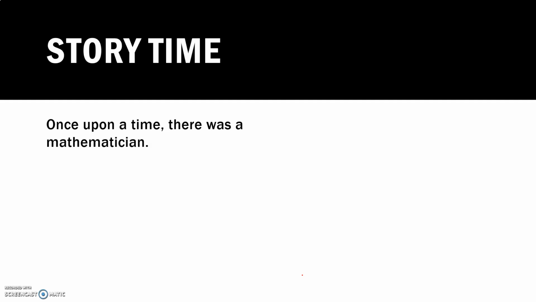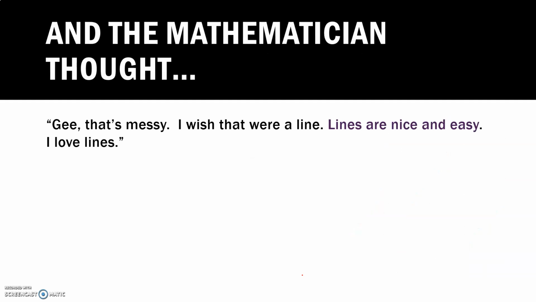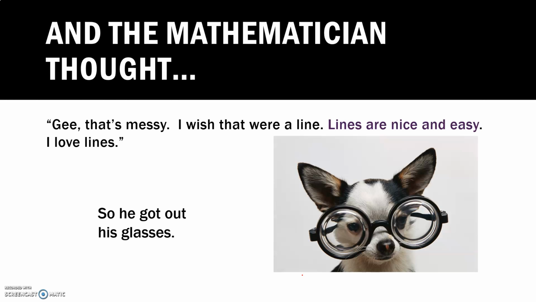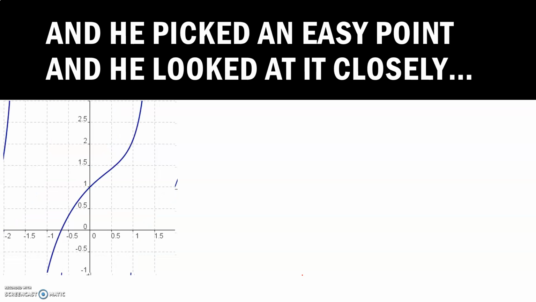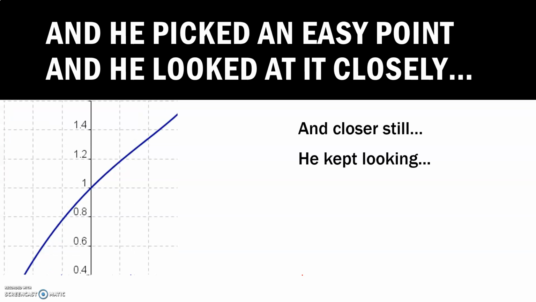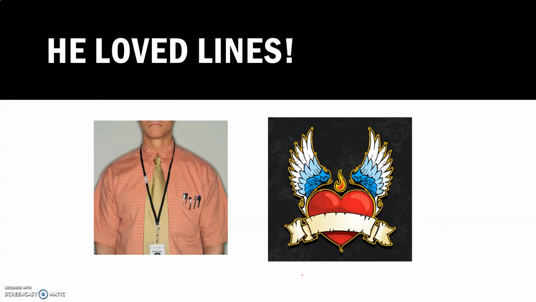Once upon a time, there was a mathematician. And there was a function, a messy function. And the mathematician thought, gee, that's messy. I wish that were a line. Lines are nice and easy. I love lines. So he got out his glasses and he picked an easy point and he looked at it closely. And closer still. He kept looking until it wasn't so messy and it looked like a line. He loved lines. He even had a tattoo that said lines.